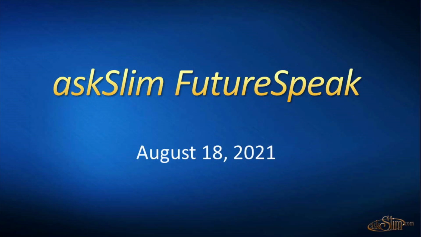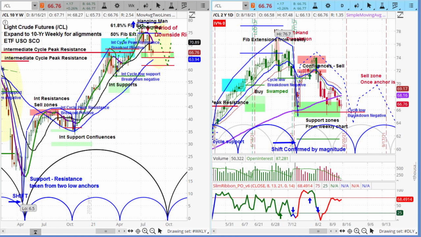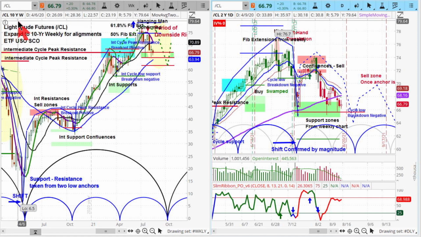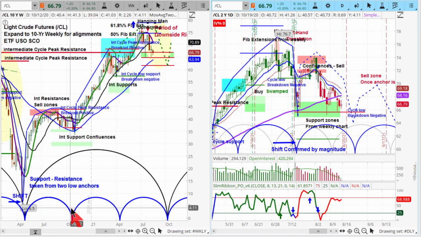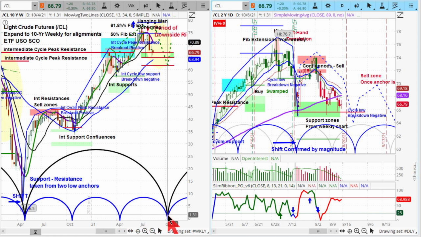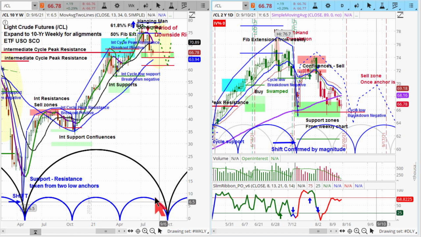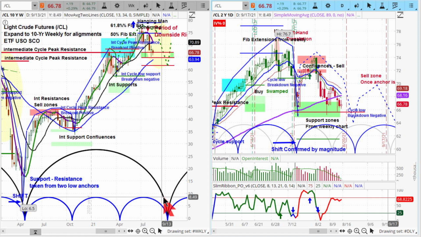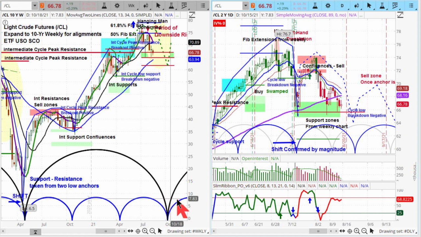So let's take a look here as we look at the side-by-side chart in light crude. And for our new people, we're looking at a 10-year weekly and a 2-year daily. Weekly on the left, daily on the right. And we're looking at cycle analysis, with the bottom being cycle brackets, which are just average lengths of repeating patterns in the markets. And there could be a variance on either side of here by several bars either way.